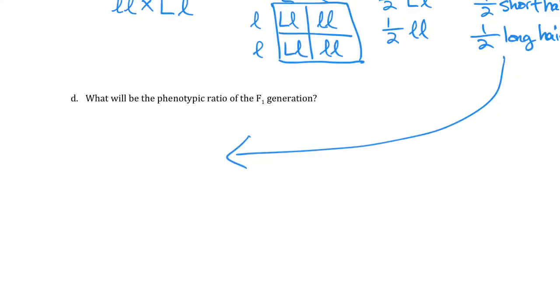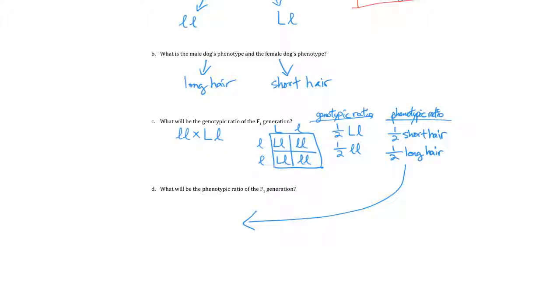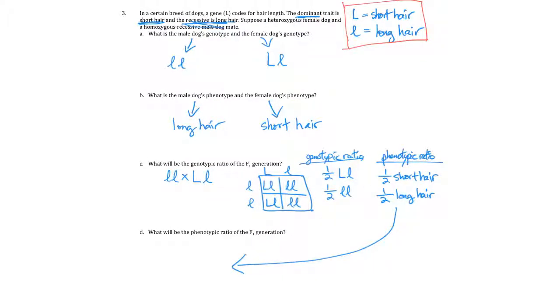All right, and that's basically how you solve these types of problems. So make sure you know your vocabulary. What is a genotype? What is a phenotype? Also, make sure you know what homozygous means, heterozygous, and also dominant and recessive. Make sure you know what those mean. Okay, till next time.